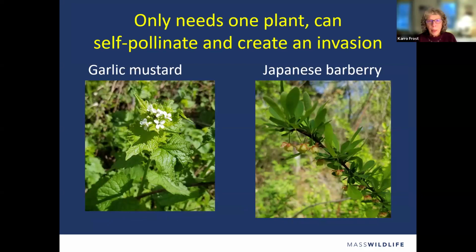So a couple of the plants only need one plant, so they can self-pollinate and create seed. Garlic mustard, with their flowers. So when you're pulling them, make sure you destroy the flowers. Japanese barberry, same thing. It reproduces by itself, so it can just cross right there and create seeds, even without any other plant there.